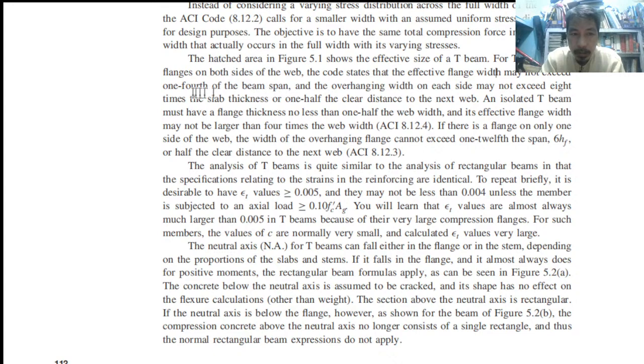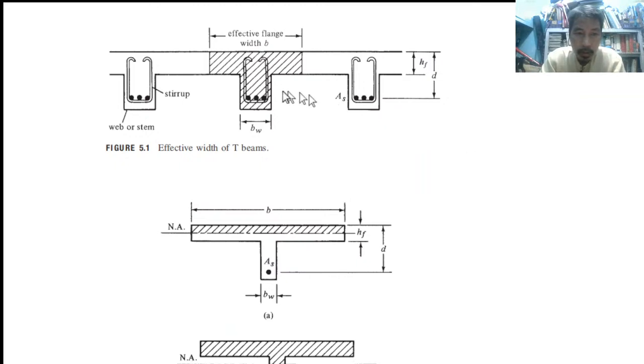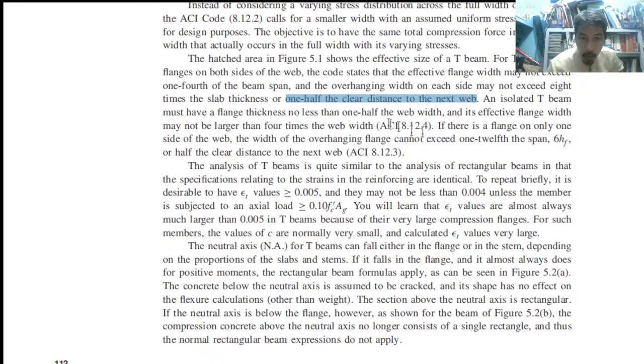So the first one is 5 feet. The second one is 4 feet. And the third condition is 1/2 the clear distance to the next web. For example, the clear distance, from this corner to that corner, is 10 feet. So 1/2 of that is 5 feet. So this results in 3 values: 5, 4, and 5. Which one do you select? The lowest one. You select the 4 feet. 4 feet is the effective answer.